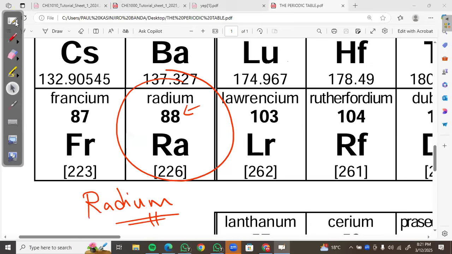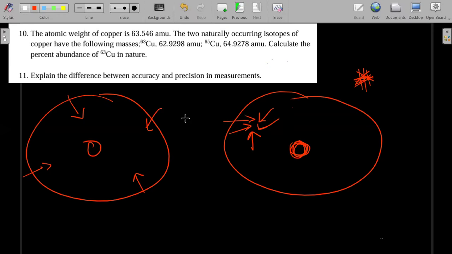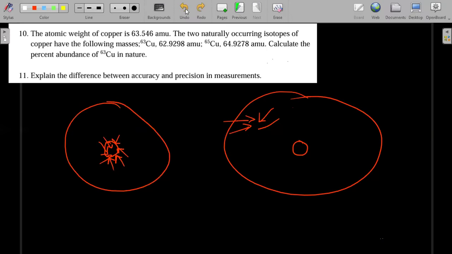Okay, so Chisanga, you have raised your hand. Yes, please. I was asking please go back to finding the percent abundance of copper 63 because I was cut off.